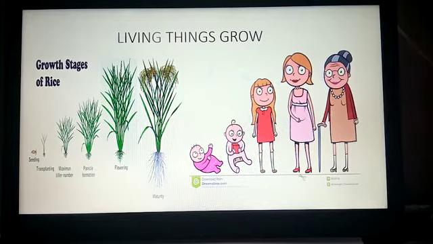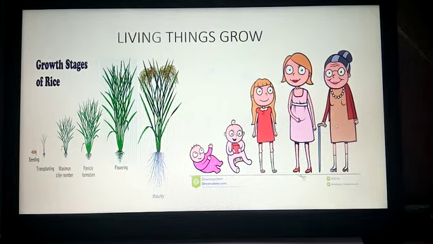Now here you can see a newborn baby, that is an infant, and then a little growing and able to sit, and that baby is growing into a small child, then an adult, and then becoming an old woman.